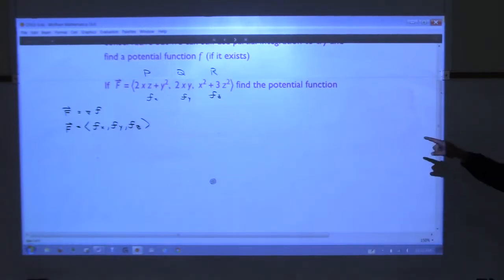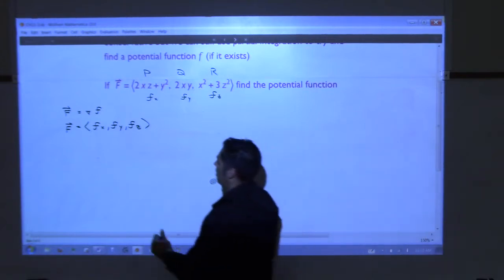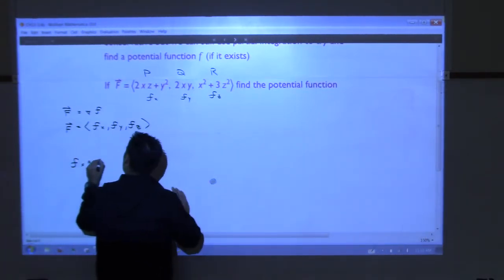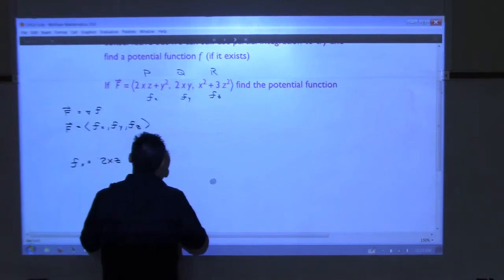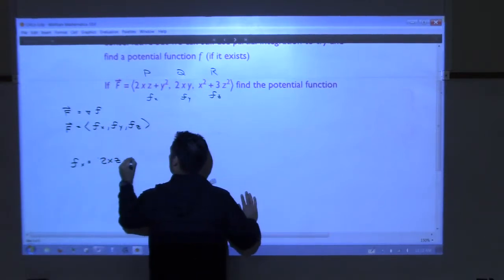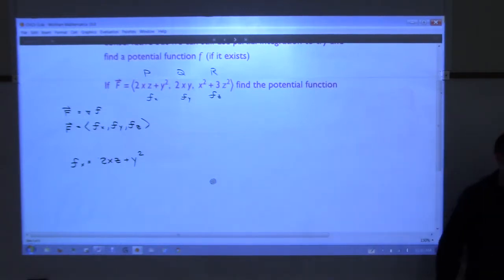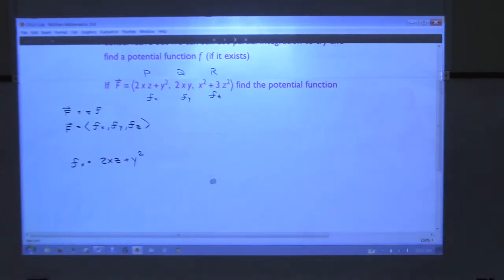So let's start with that very first one. The partial of little f with respect to x must be 2xz. Now I know a lot of you are ready for plus y squared, and you understood the previous example. But there's something subtle in this one that I want to make sure everyone understands, and it's about to happen, okay?